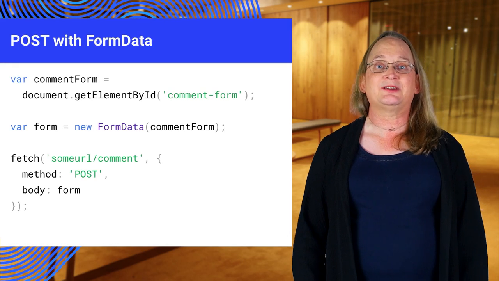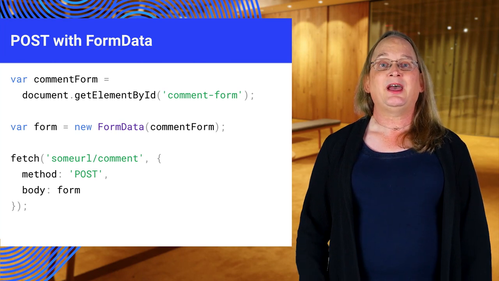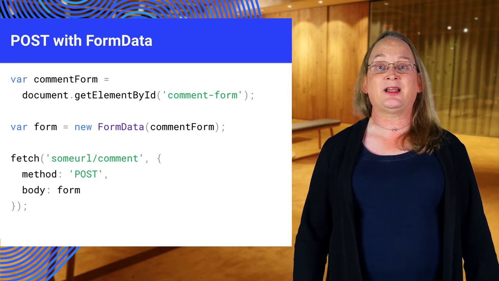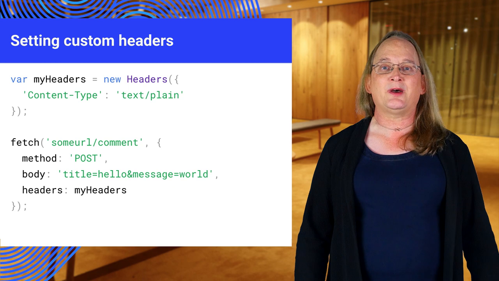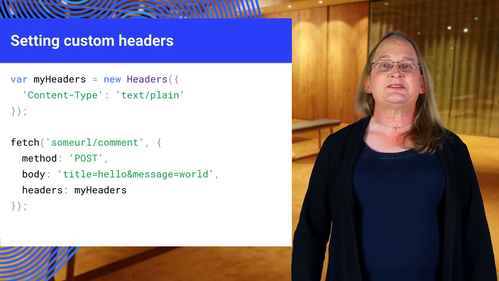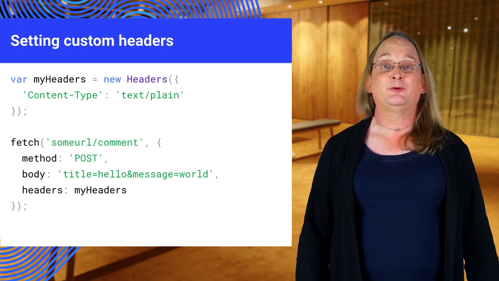We can post a form easily using a FormData object. Just create a FormData object, passing it a DOM node, and the data is ready to use. This is much easier than individually compiling key value pairs. You can also set custom headers for fetch requests, and you can set headers for responses. Note that sending custom headers with cross-origin requests will cause your request to be pre-flighted.